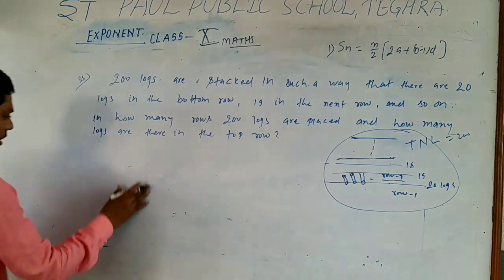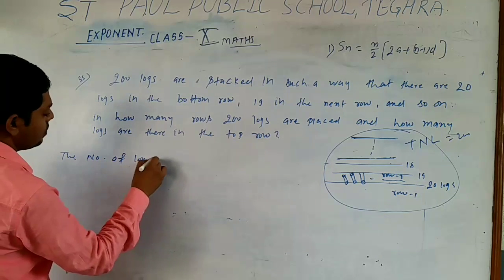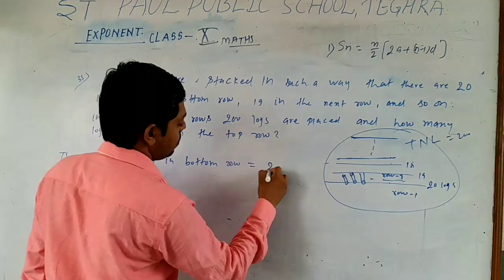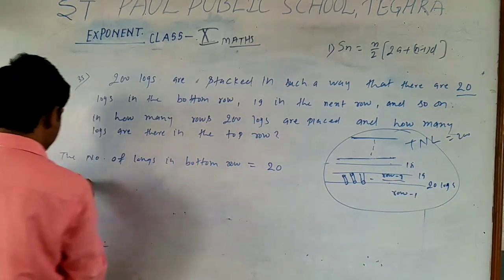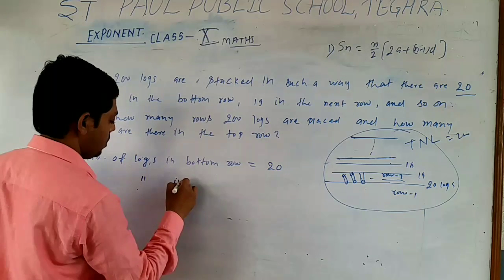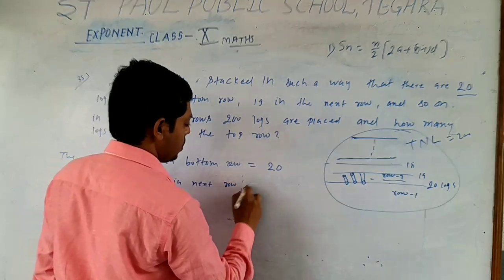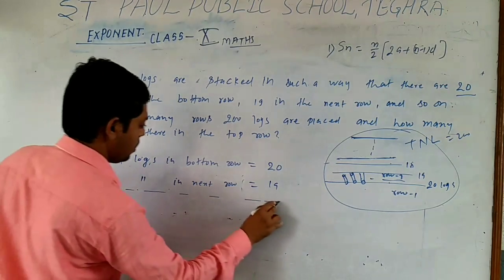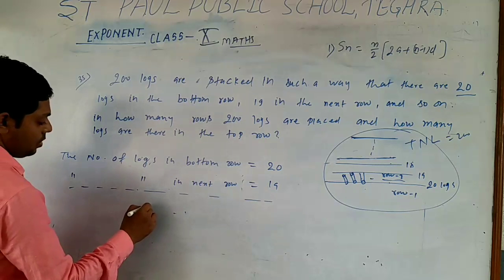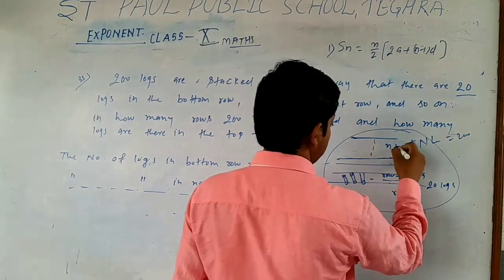Now here we see that the number of logs in the bottom row is equal to 20 as given in the question, and the number of logs in the next row from the bottom is equal to 19, and so on, up to n terms.